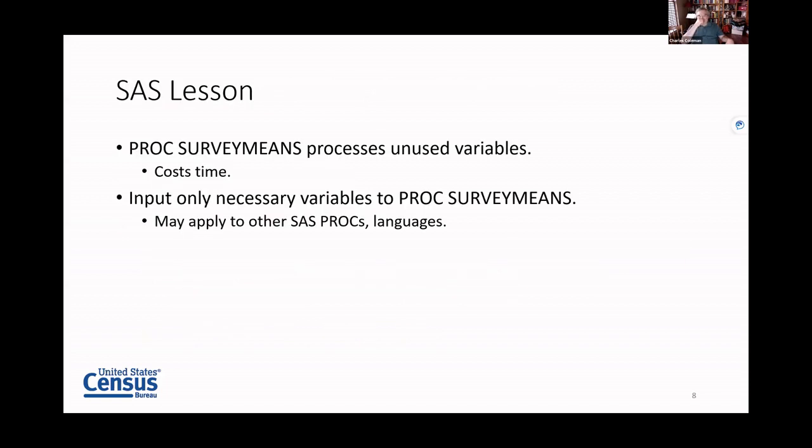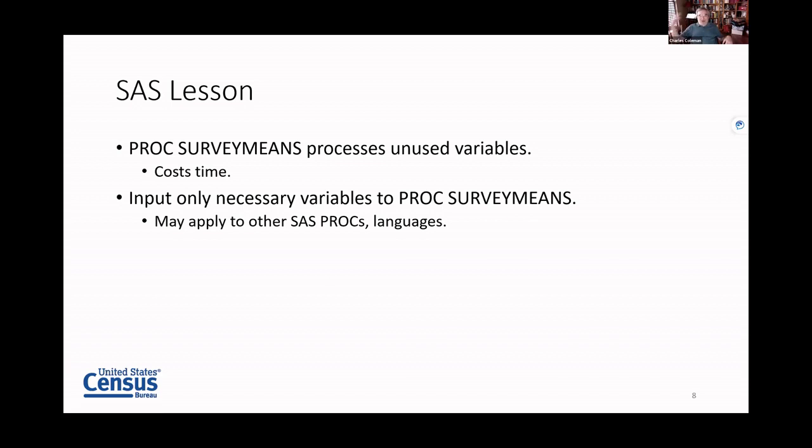Now here's a SAS lesson. This was really surprising. I found that PROC SURVEYMEANS processes unused variables. I have to explain what's going on here. SAS uses data sets, and each data set consists of a matrix of variables and observations. Normally when you're doing things by hand, you only work with the variables that you want, like z equals x plus y. That just uses the three variables x, y, and z, and none of the others are touched.